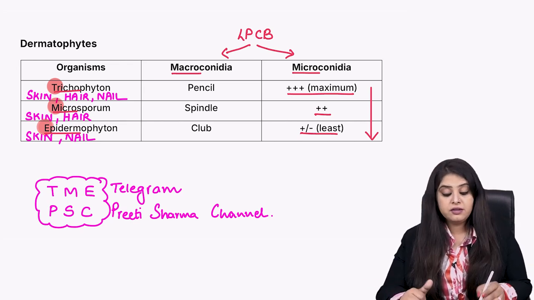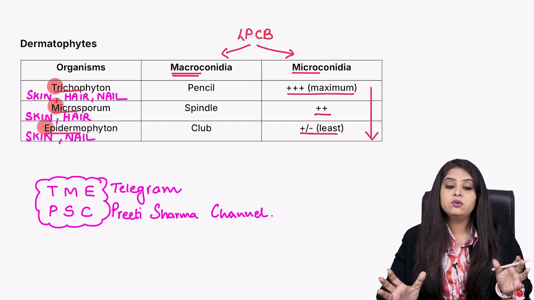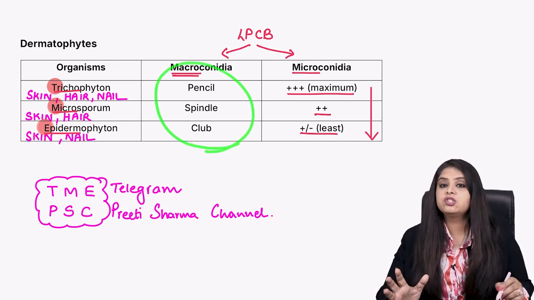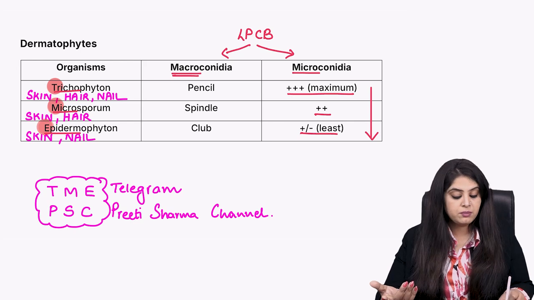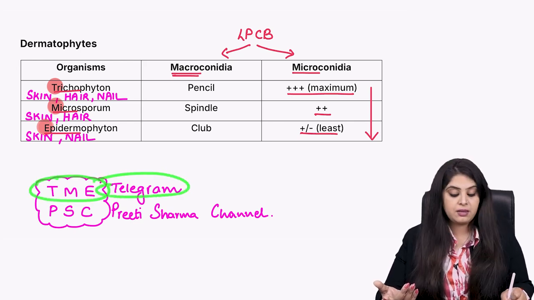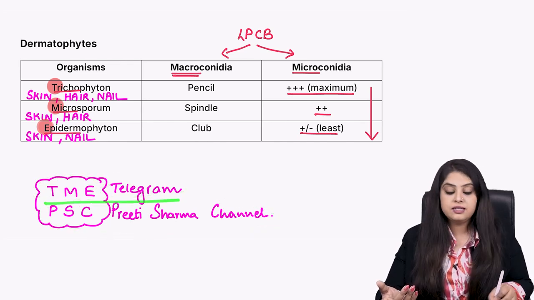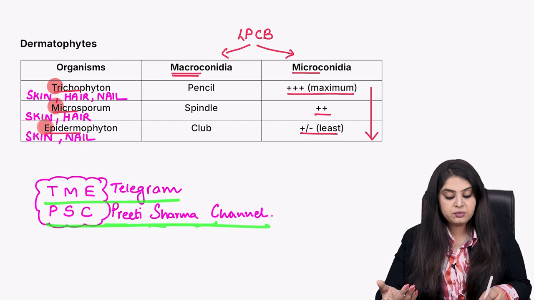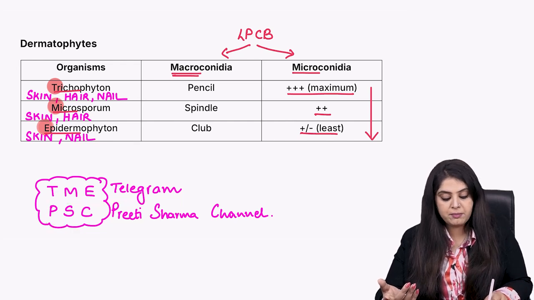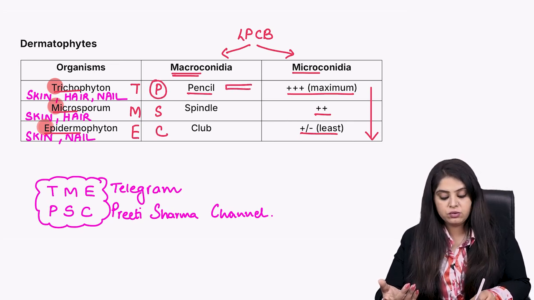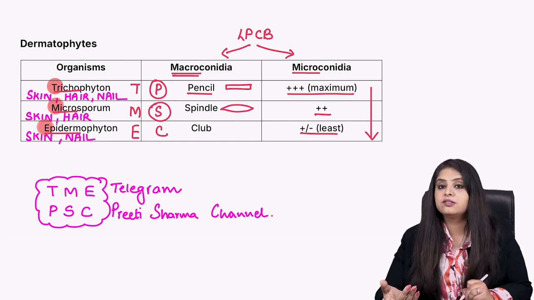We'll see pictures. For macroconidia, they are going to be big conidia, and each one of them has their own shape. I've tried to act very smart because you were talking about TME Telegram. I've actually made a mnemonic out of my Telegram channel. So TME for Telegram is going to be PSC, that is Preeti Sharma channel. So you'll always remember that Trichophyton, Microsporum, Epidermophyton has PSC macroconidia. P for pencil shaped, it is going to look like this. Then S is going to be spindle shaped. You know how to draw a spindle, so there you go.